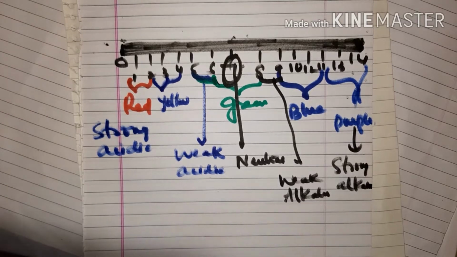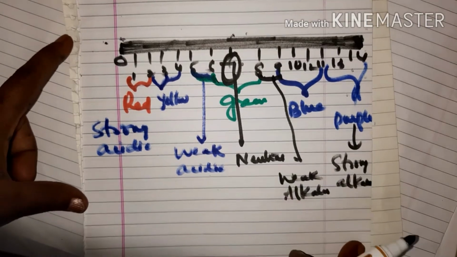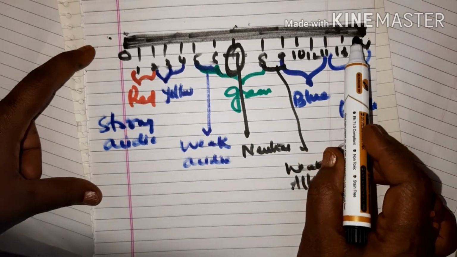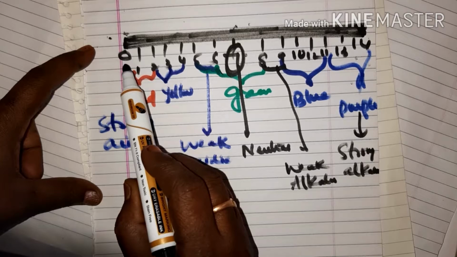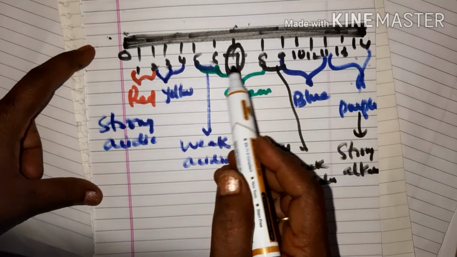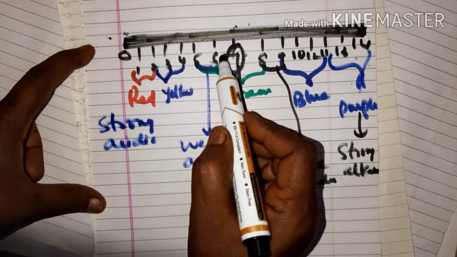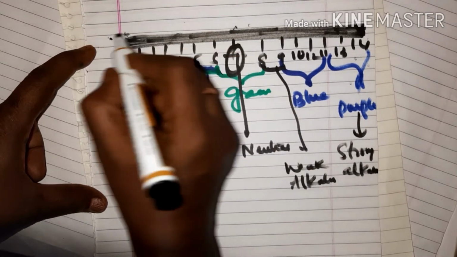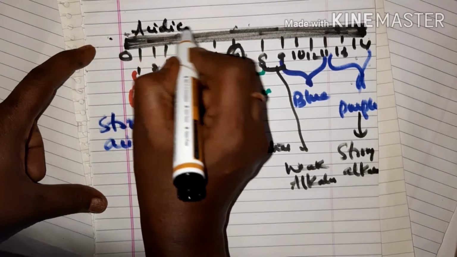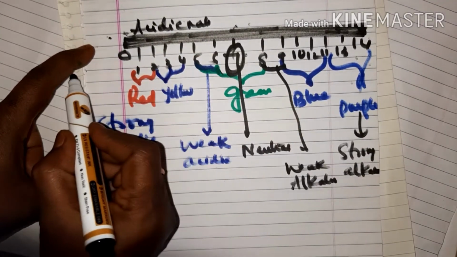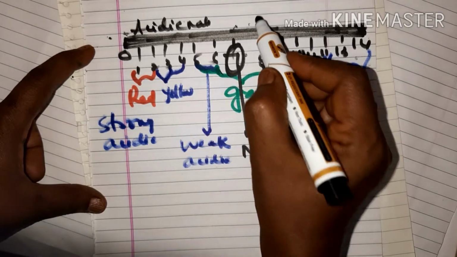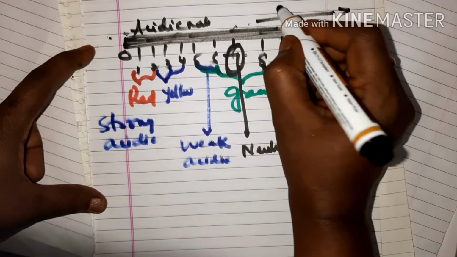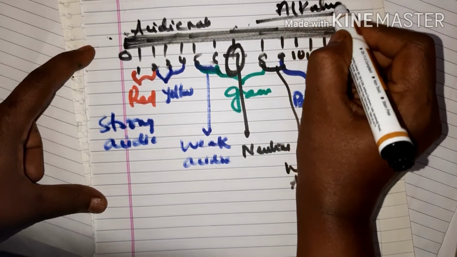Now we can see the universal indicator of pH scale, children. The pH scale, or the universal indicator, has numbers from 0 to 14. And I told you, when the number decreases from 7, if it comes to 6, 5, this is called acidic nature. So when the number decreases, the acidic nature increases. When the number increases, the base alkaline nature increases. This is alkaline nature. So you have to remember, children.